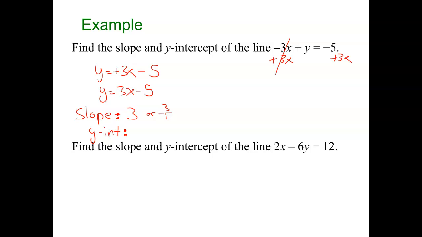Now, think about it for a second before you actually answer. What's my y-intercept? 0, -5. Okay, ordered pair. The y-intercept is not -5. That's the y-value of the y-intercept. 0, -5 is our y-intercept. All right.